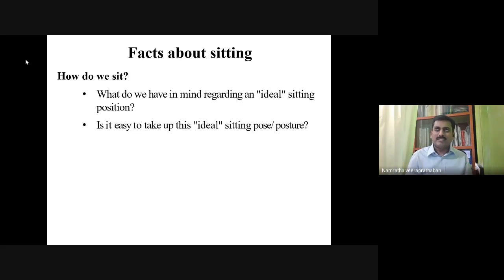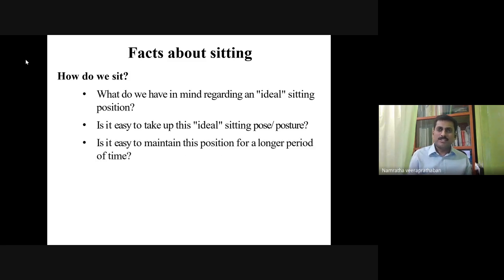Is it easy to take up this ideal sitting posture? Well, some people can say yes. Some therapists can say no. Some of them can say, well, I don't know. If you say yes, let's move further. Is it easy to maintain this position for a longer period of time? If you ask this question, mostly 100% we will say no. Even including me, I'll say no.